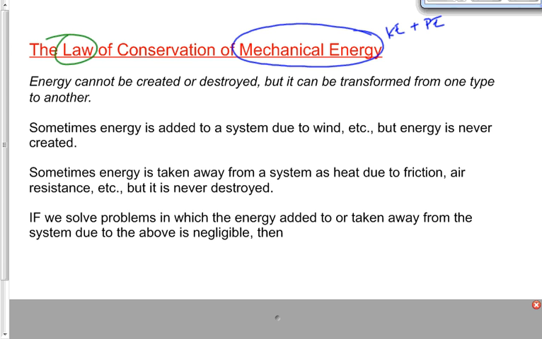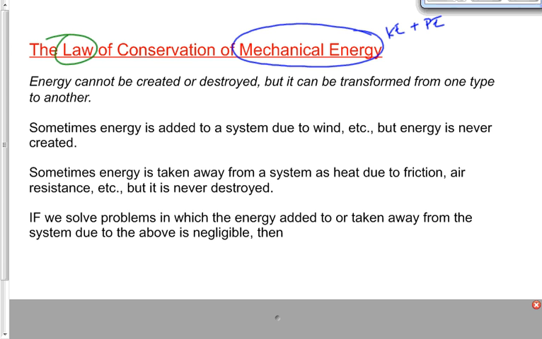The problems that we're going to focus on involve problems where we don't have wind to add energy to the system. That just makes it a little bit too complicated for us. We could do it, but it makes it more complicated. If we solve a problem where friction's not taking energy away from the system, then again, it makes it easier. It's less complicated. We could do it if friction was taking energy away from the system, but we won't bother looking that deeply into problems here.